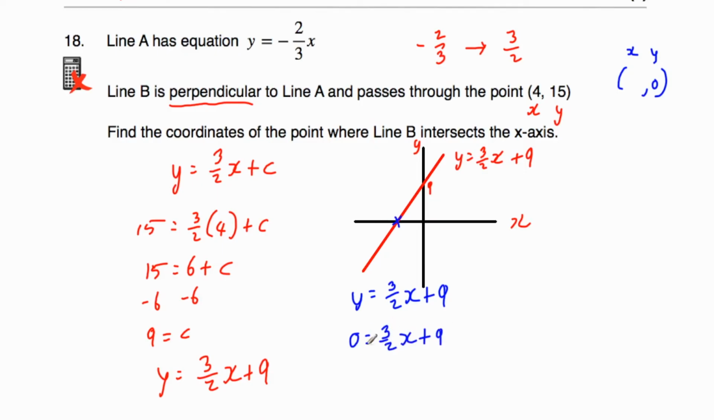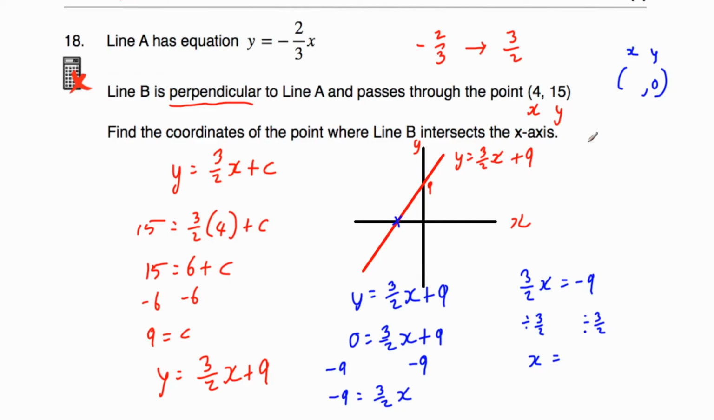Now we just need to solve this to find out the value for x. We want to get x on its own, so let's take away 9 and take away 9. That would give us minus 9 is equal to 3/2x. Let's write that up here: 3/2x is equal to minus 9. At this point we've got a couple of approaches we can use. It's a non-calculator question, so we need to divide both sides by 3/2. 3/2x divided by 3/2 is just going to be x. On the right hand side we need to do negative 9 divided by 3/2.